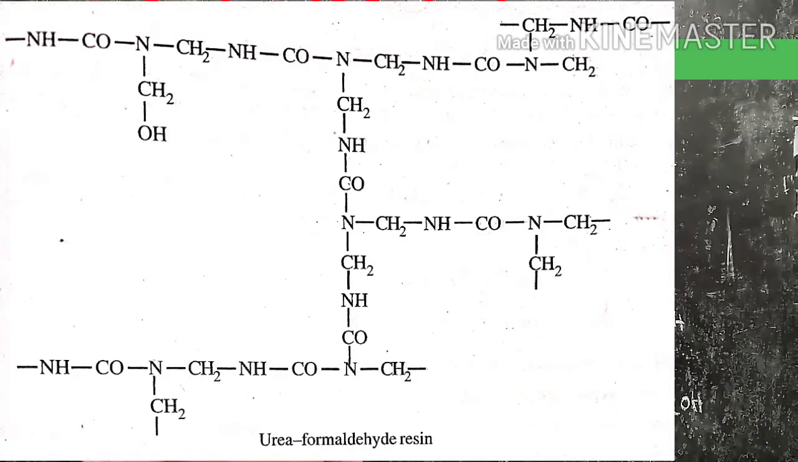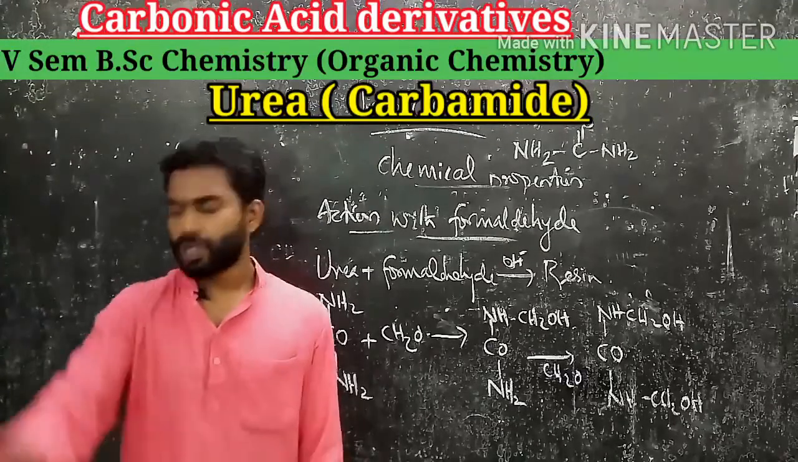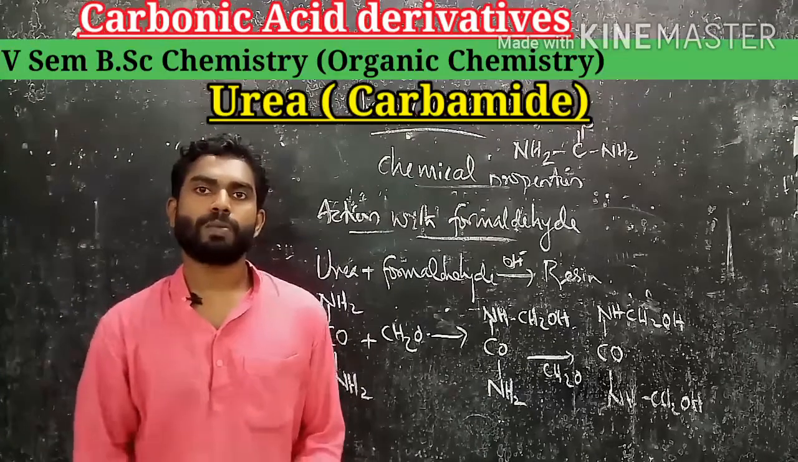So, highly cross-linked polymers give plastics, for example cosmetic containers, stove hardware, house utensils. Cross-linking type resin is used as an adhesive in the plywood and furniture industry. Okay, this is urea formaldehyde resin.